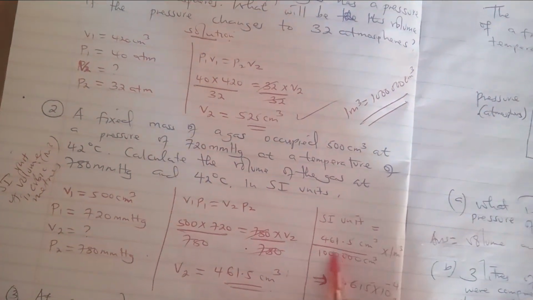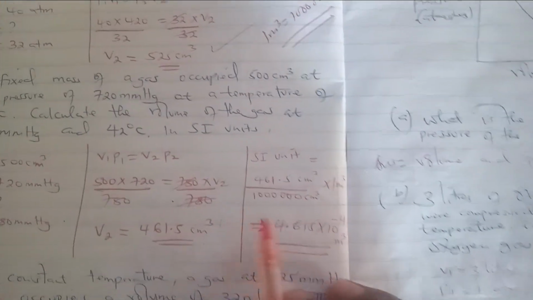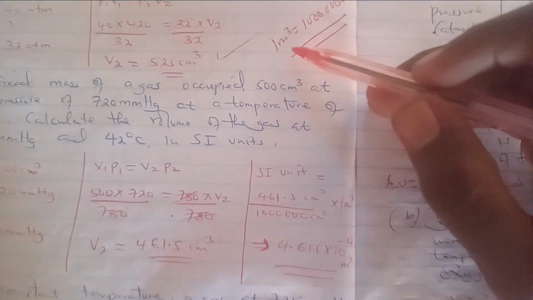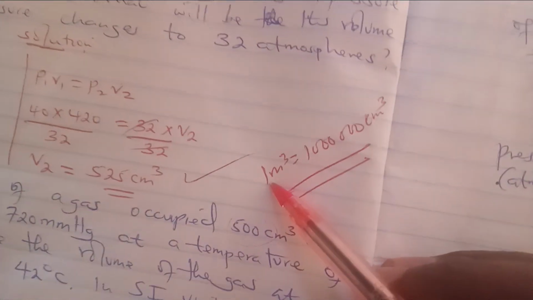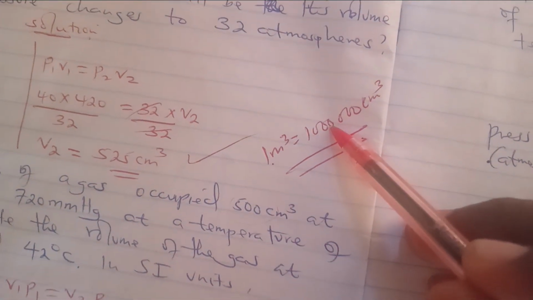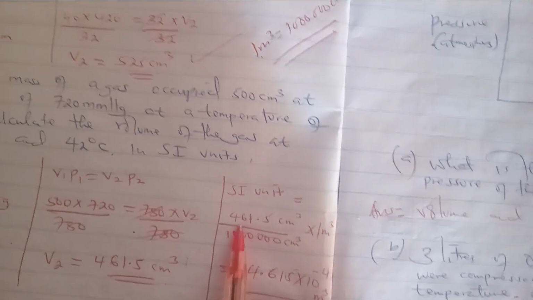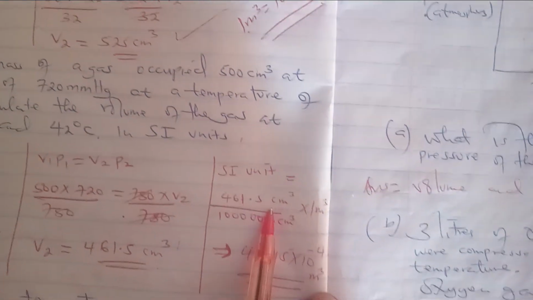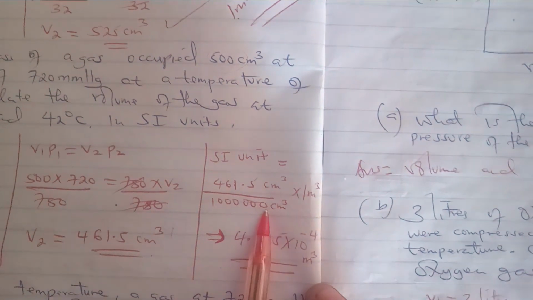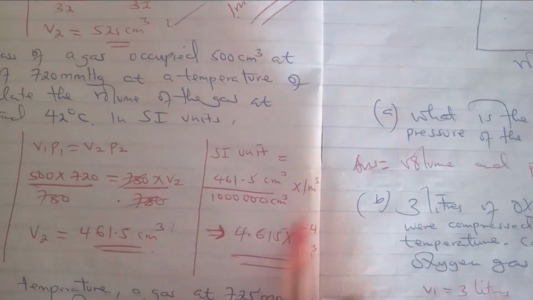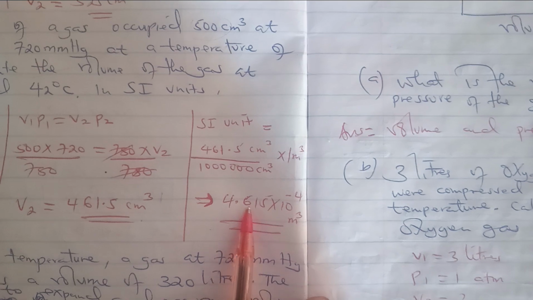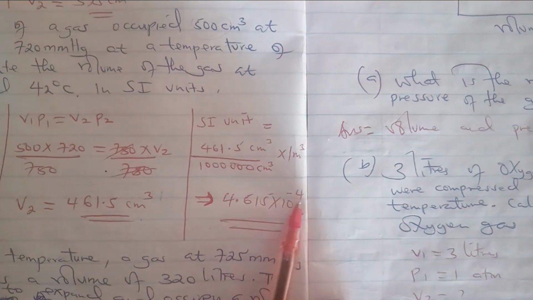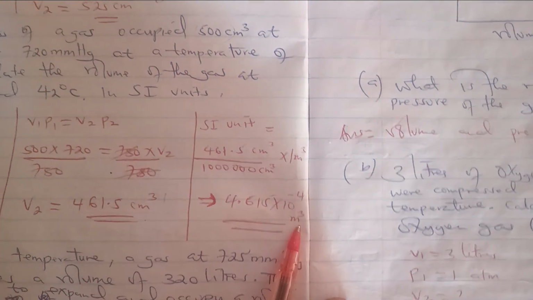Then we convert this cubic centimeter into cubic meters. We say if 1 meter cube is equal to 1 million cubic centimeters, what about 461.5? When we cross multiply, we get 461.5 over 1 million times 1 meter cube. Then you get 4.615 times 10 power negative 4 meter cube in standard form.